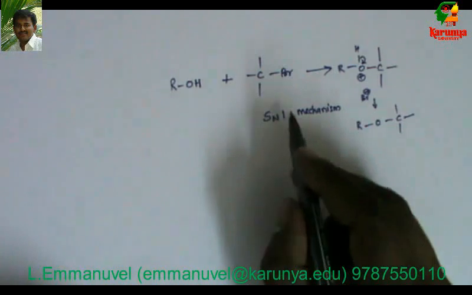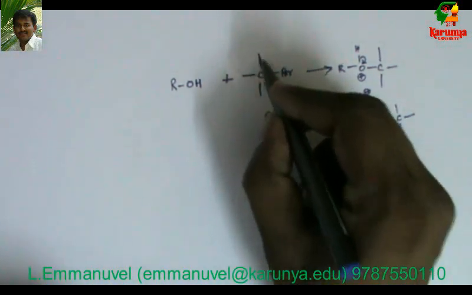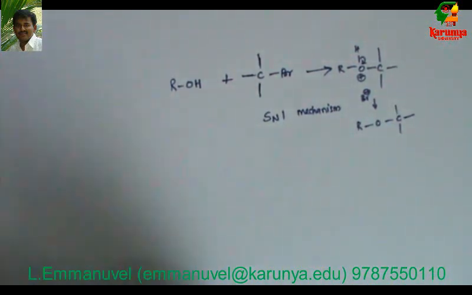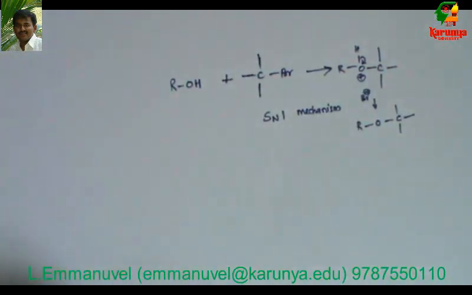So this SN1 mechanism is more preferred when these three groups are alkyl. The tertiary carbocation is more stable, so that will be formed, and that will be attacked by alcohol.